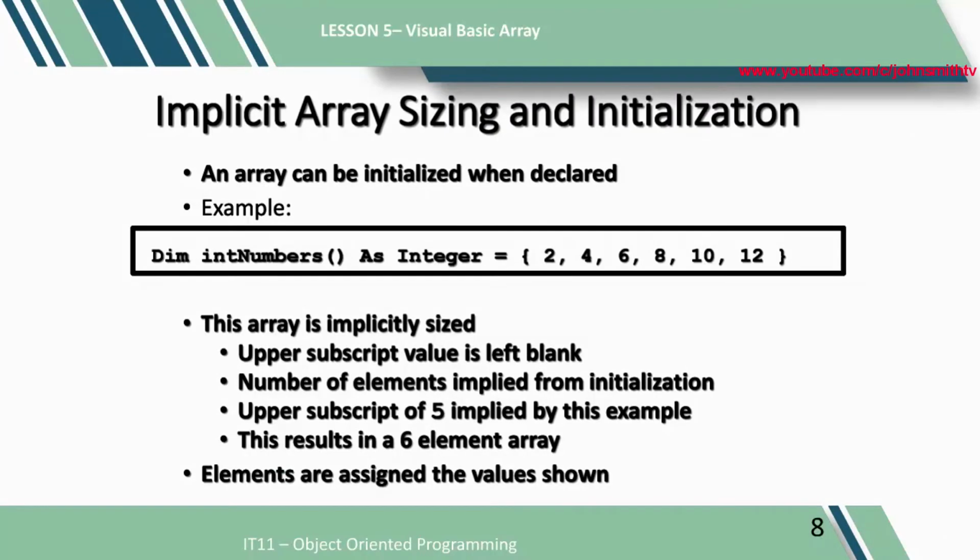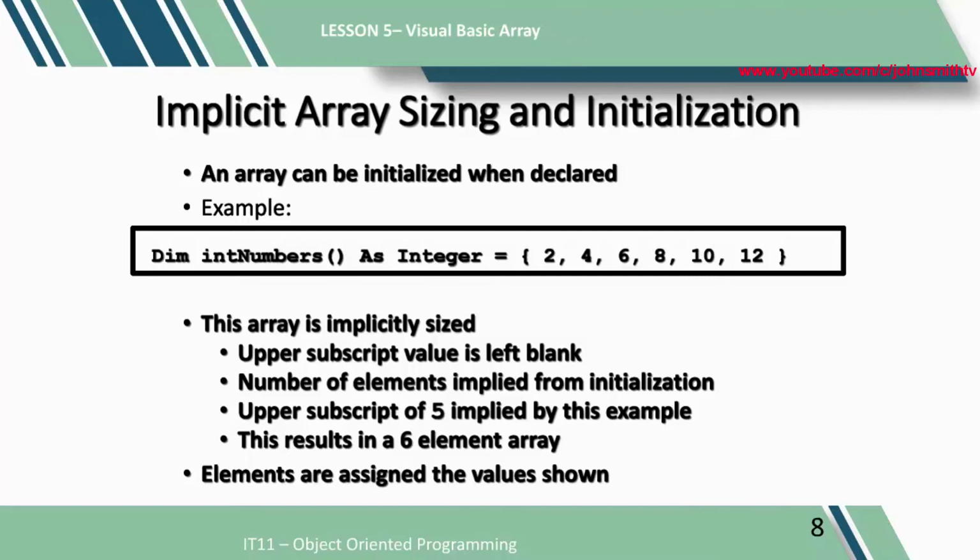Implicit array sizing and initialization. You can implicitly size an array by omitting the upper subscript in the declaration and providing an initialization list. An array initialization list is a set of numbers enclosed in a set of braces, with the numbers separated by commas. The following is an example of an array declaration that uses an initialization list.